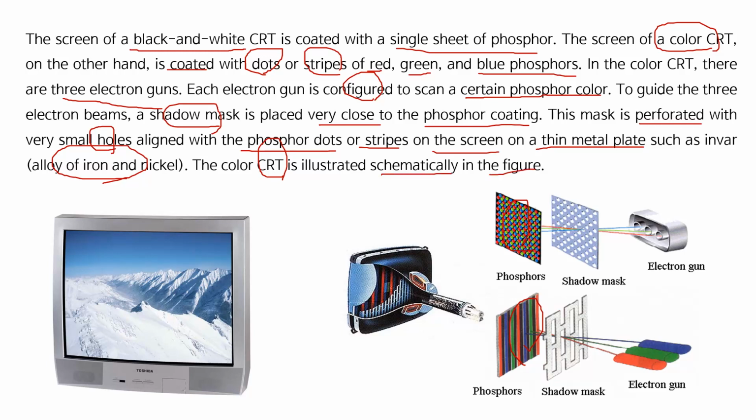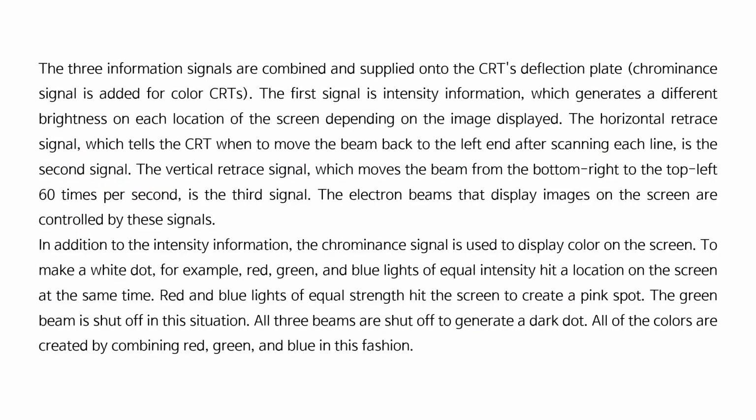So we have 3 electron guns, red, green, blue electron guns, and we have a shadow mask close to the phosphor screen. This is the dots type and this is the stripe type shadow mask. The 3 information signals are combined and supplied onto the CRT's deflection plate. Chrominance signal is added for color CRTs.